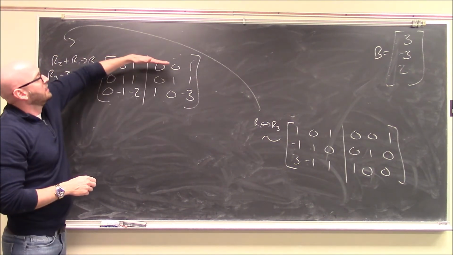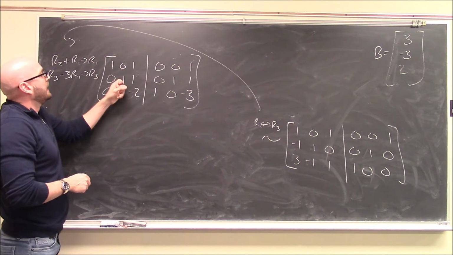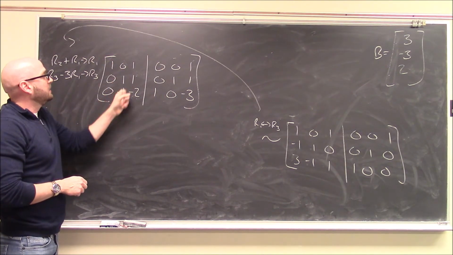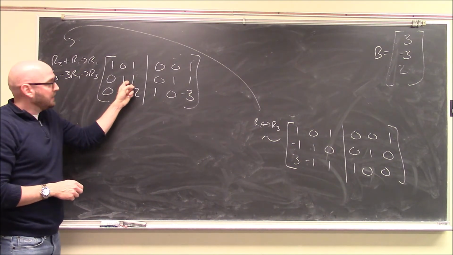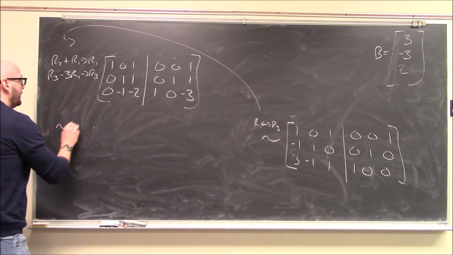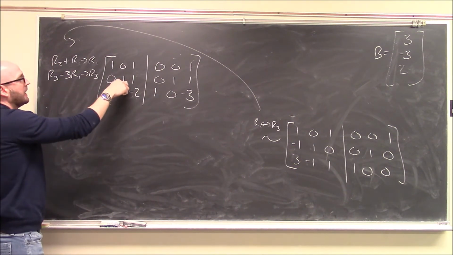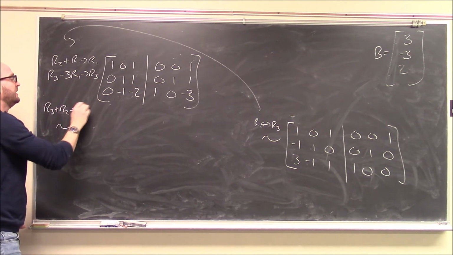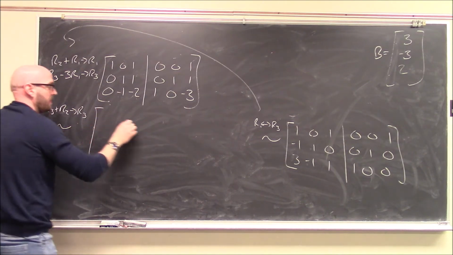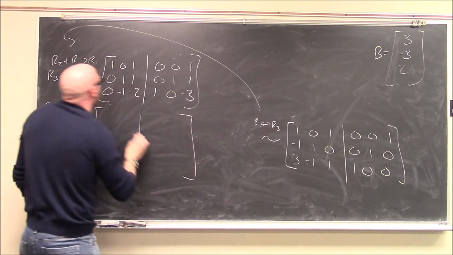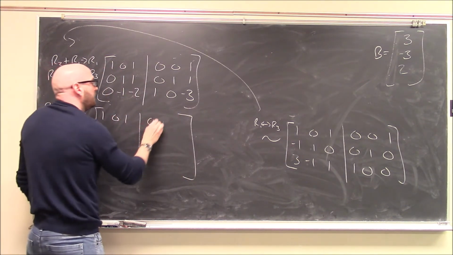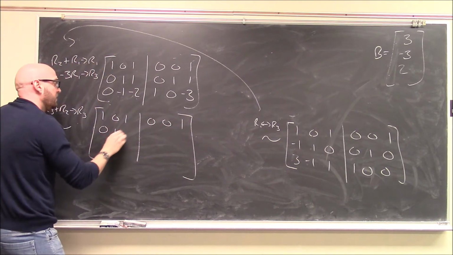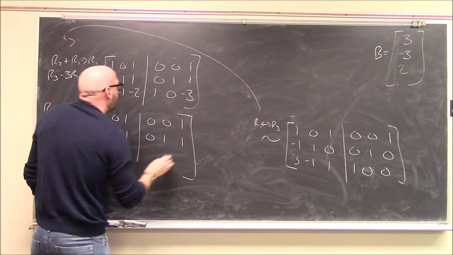Now we cross off this row mentally, and we want to put a non-zero entry right here to use to zero out everything below it. A 1 would be ideal, which we have. So all I have to do is add row 2 to row 3. Row 3 plus row 2 is our new row 3. And we're looking at 1, 0, 1, 0, 0, 1, 0, 1, 1, 0, 1, 1.